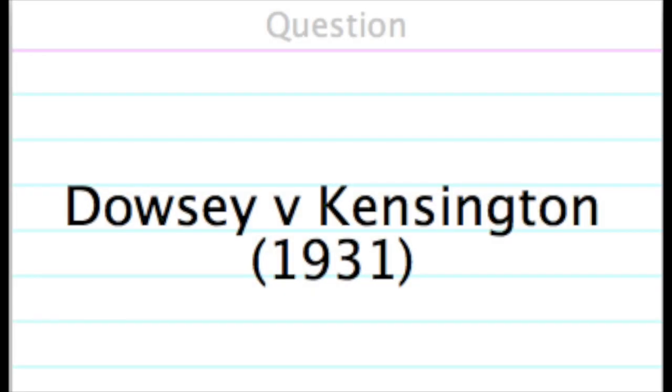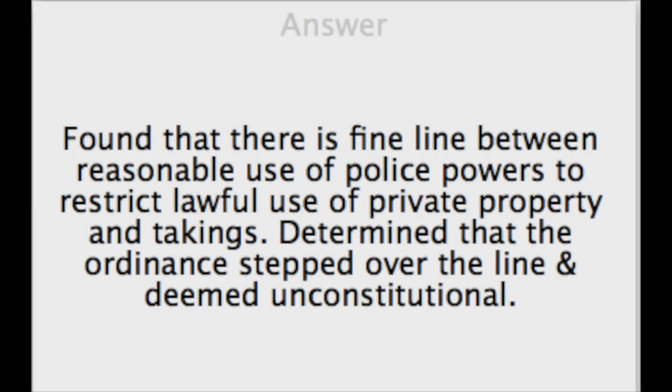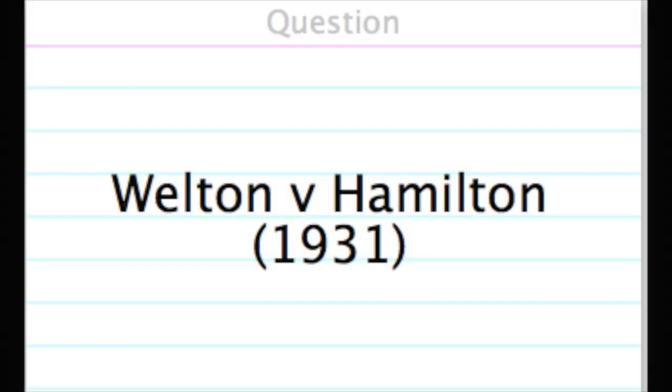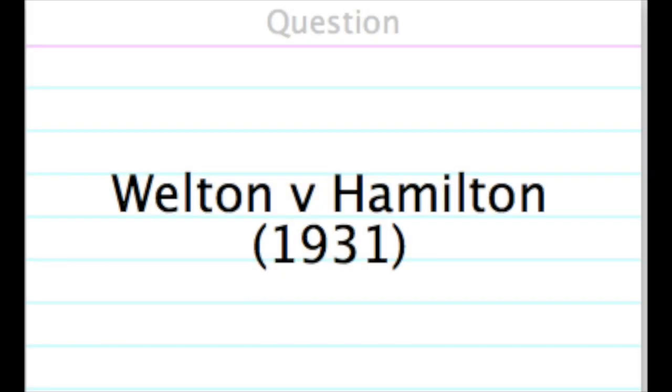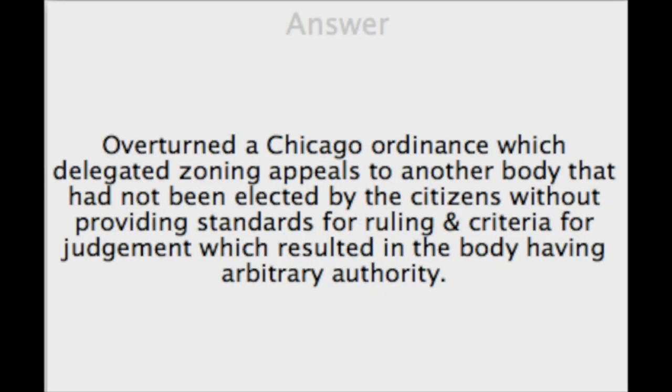Dowsey versus the Village of Kensington, 1931. This case found that there's a fine line between reasonable use of police powers to restrict lawful use of private property and takings, and determined that the ordinance stepped over the line and was deemed unconstitutional. 1931, Welton versus Hamilton. This overturned a Chicago ordinance which delegated zoning appeals to another body that had not been elected by the citizens without providing rules for standards and criteria for judgment. This is basically why we have our extensive amount of public input nowadays.